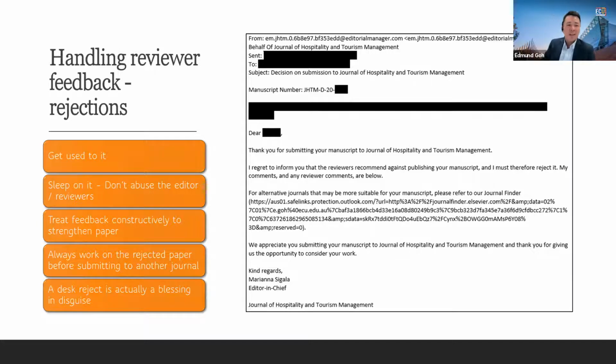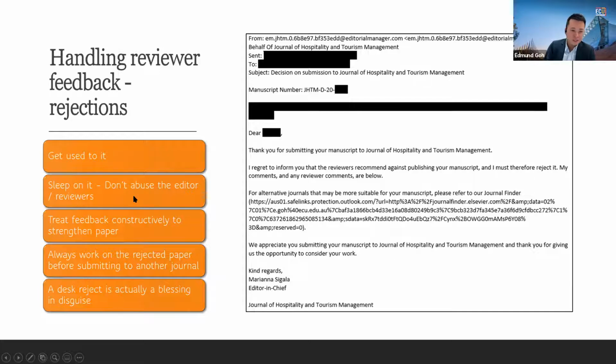Okay, so how do you handle reviewer feedback, especially in rejections? Number one is to get used to it. Yep, rejections. You get lots of rejections. I'm sure Mustafa can attest to this. Even we do get rejections in our own journal. I've actually been rejected in JHTM before. Breaks my heart, but it happens though. Okay? So get used to it.